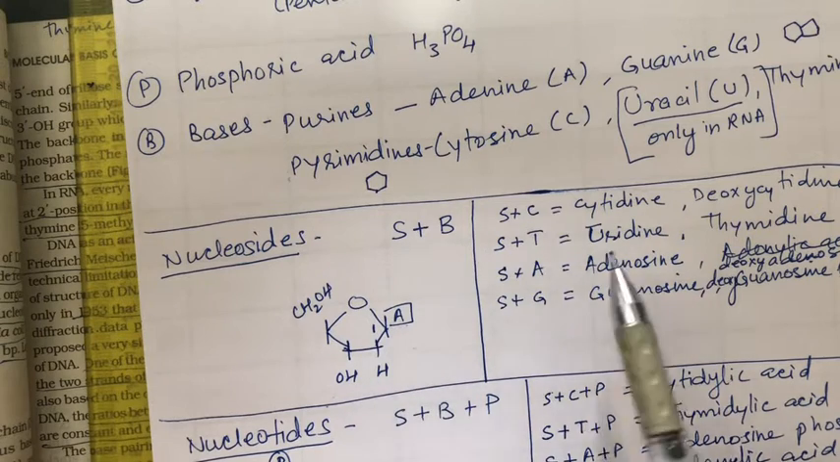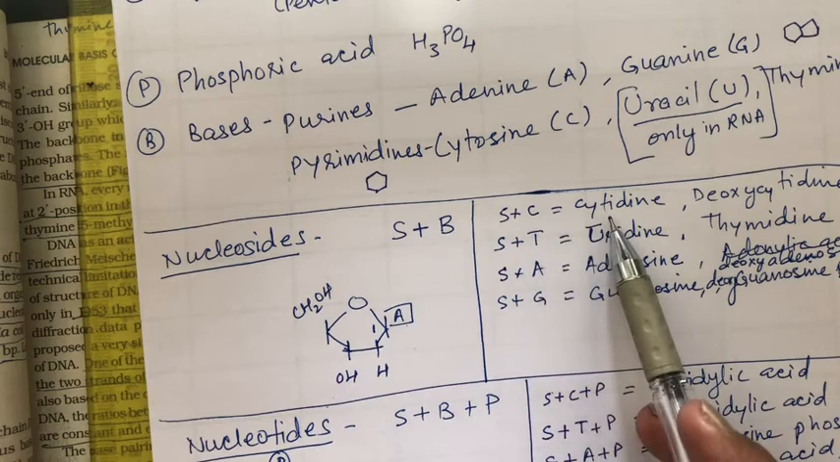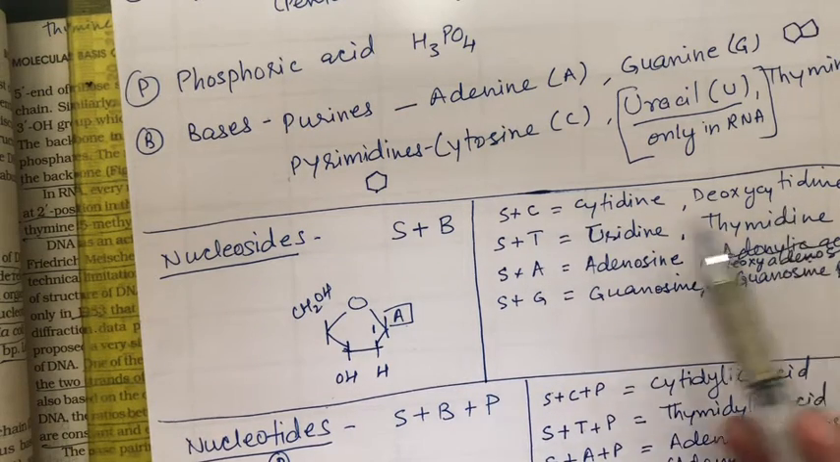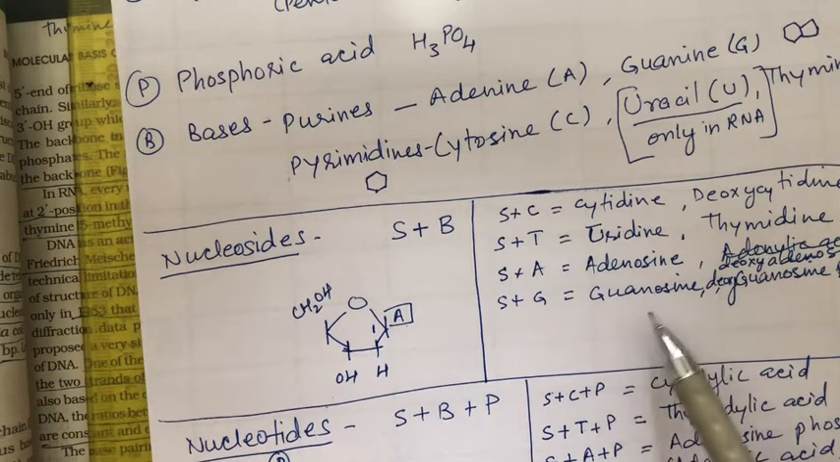So how do we name the bases then? Suppose it is sugar and cytosine, so I'll call it cytidine, or if it is DNA, I'll call it deoxycytidine. Similarly for the other bases and sugar, the other nucleosides.